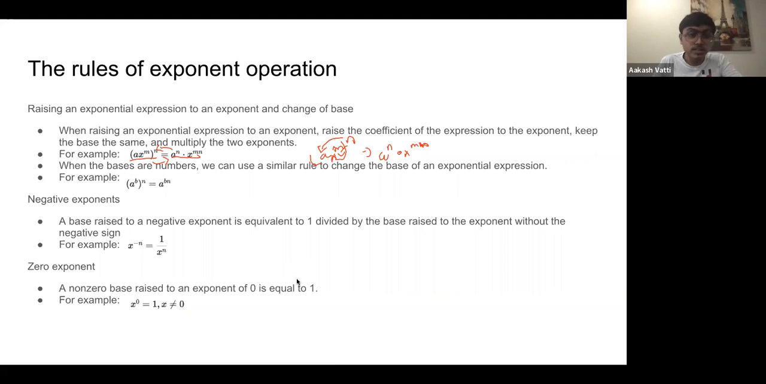So when the bases are numbers, we can use a similar rule to change the base of an exponential expression. For example, when you have a to the b, the whole thing to the n, you multiply the exponents, unlike adding, where if you have, what was the example for it, adding?